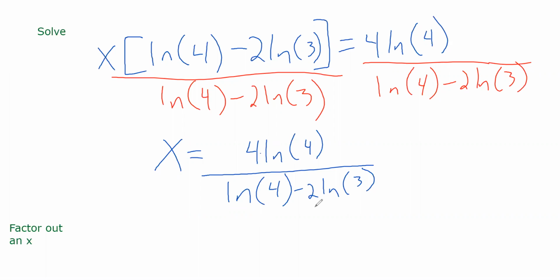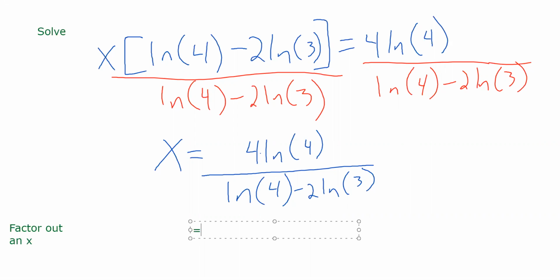Take a moment, breathe a little bit, because we just solved a pretty nasty equation. This is all going to just be some number. 4 times the natural log of 4 is some number. ln of 4 minus 2 ln of 3 is some number. Then it's just some number divided by some number. So we can use the calculator to compute this.